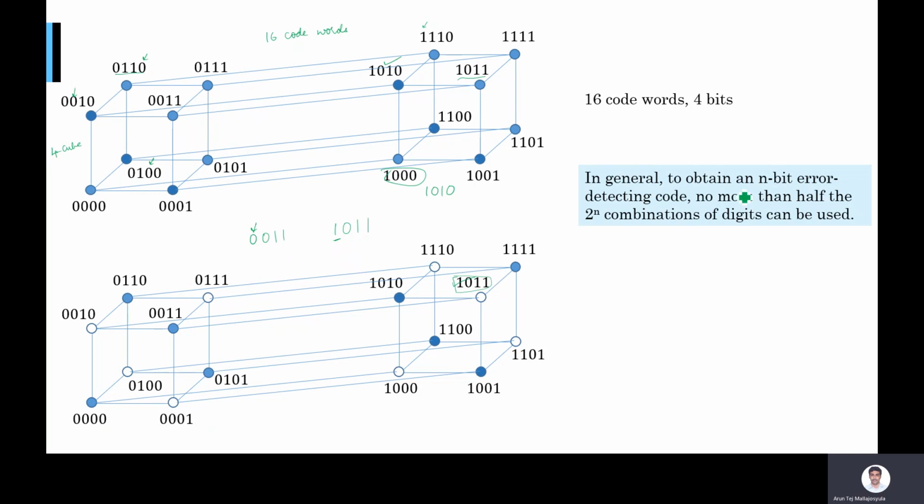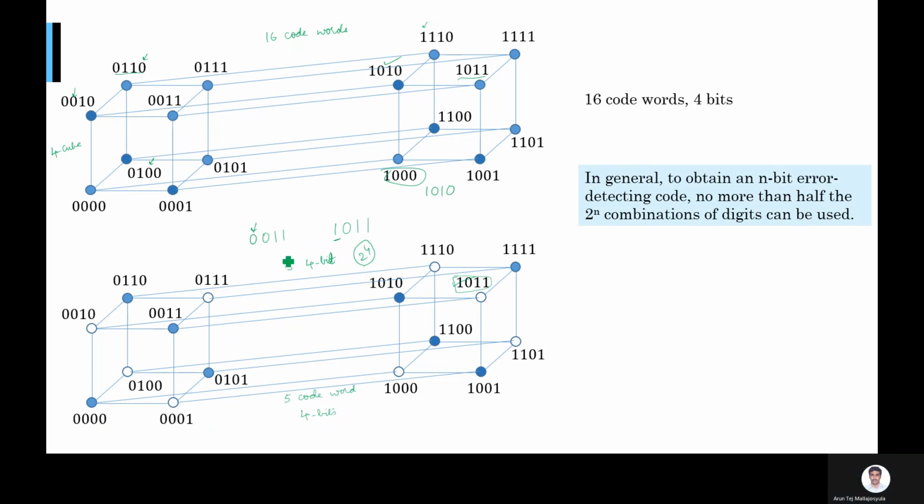So in general, to obtain an n-bit error detecting code, no more than half of the 2 power n combinations of digits can be used. So here you had 16, out of which 8 you have declared invalid. So 8 code words out of the 16 of the 4 bit code, 2 power 4, half of it. Of course, you can eliminate even a few more code words and say I have only 5 code words of 4 bits.